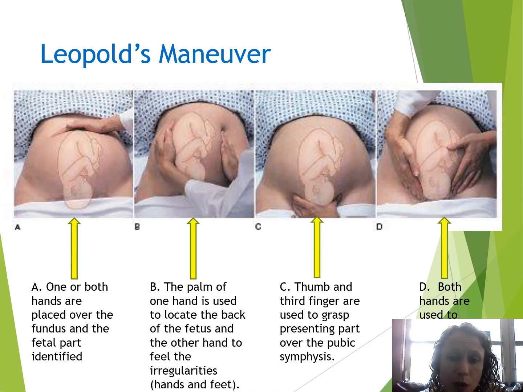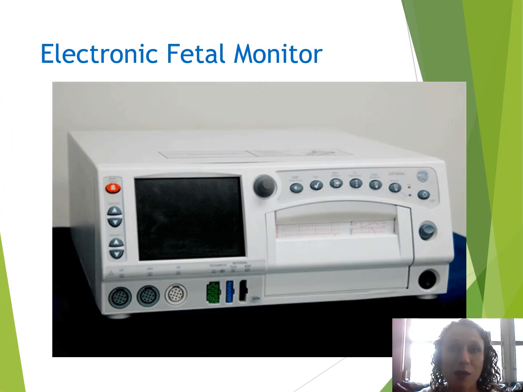This just goes over Leopold's maneuver. So Leopold's maneuver is a method to figure out the lie of baby. Like, do you have a baby that's head down? Do you have a baby that is breech? Where are you optimally going to be able to find that fetal heart rate is really what you're doing. And the way to do it goes through all of the steps. You get better at it with time. So it's not a skill that you're necessarily going to be an expert at, okay? We don't really even do Leopold's maneuver until you get into intermediate fetal monitoring.